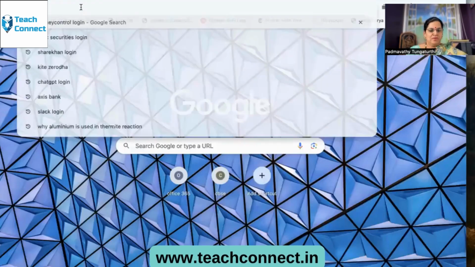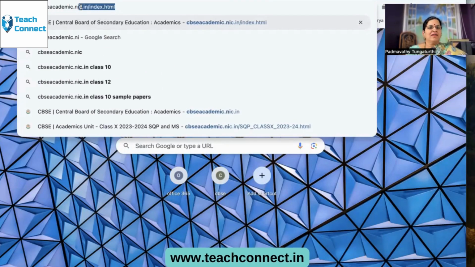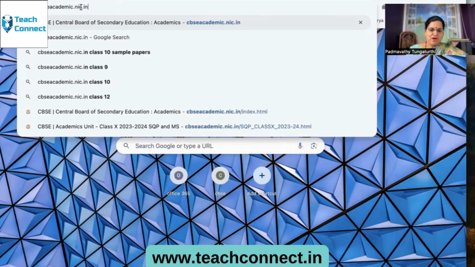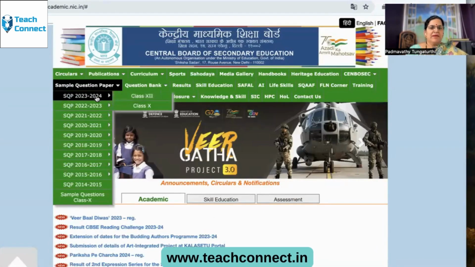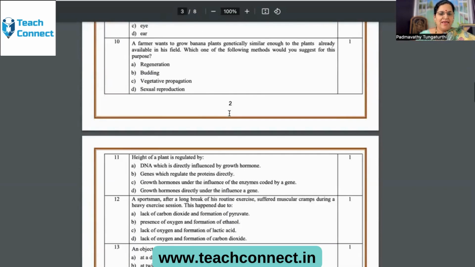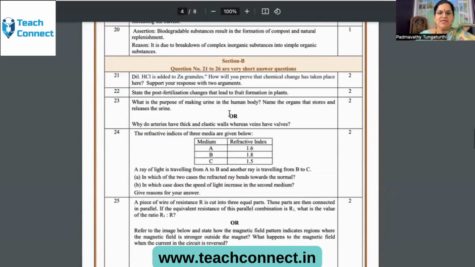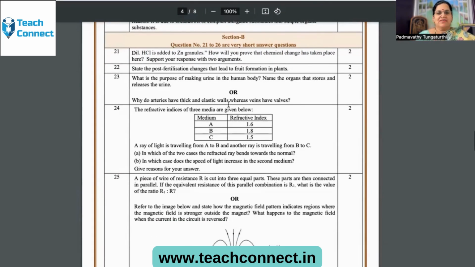Let us go to CBSE academic.nic.in. Here we have the sample question paper, Science, with subject code 086. Part A we completed. Now this is for Part B. Then Part B and Part C we shall do here. Questions number 21 to 26 are very short answer questions.